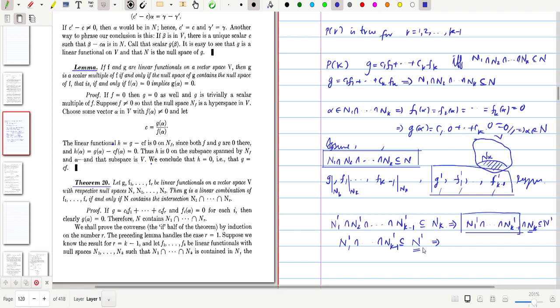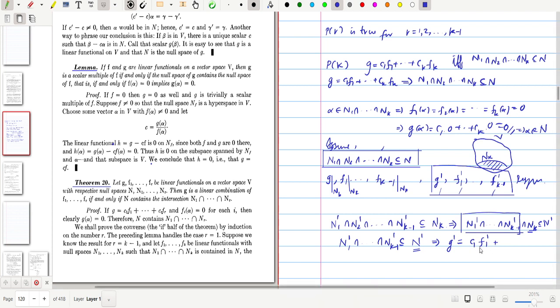Then you can write this g prime as a linear combination of this f1, f2, etc., fk minus 1, because we have used the induction hypothesis. Whenever we have this intersection contained in this, then you can write the linear functional corresponding to N prime as a scalar multiple combination of the linear functionals corresponding to N1 prime, N2 prime, etc.